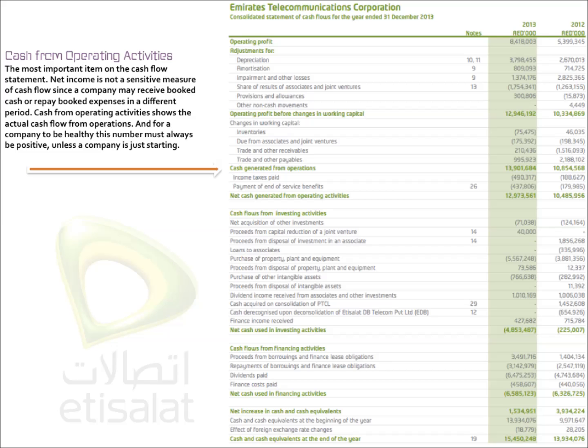Net income is not a sensitive measure of cash flow, since the company may receive booked cash or repay booked expenses in a different period. Cash from operating activities shows the actual cash flow from operations. And for a company to be healthy, this number must always be positive, unless a company is just starting.